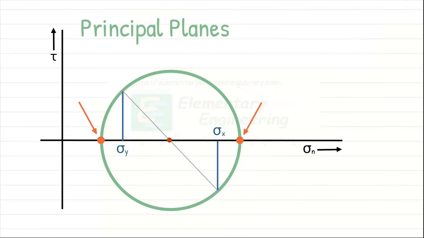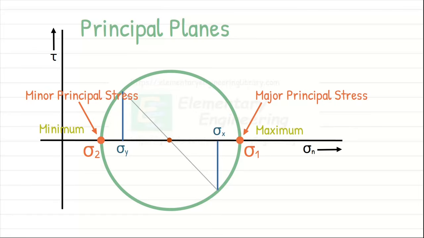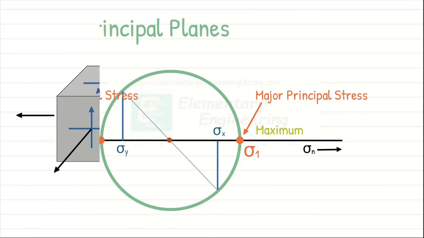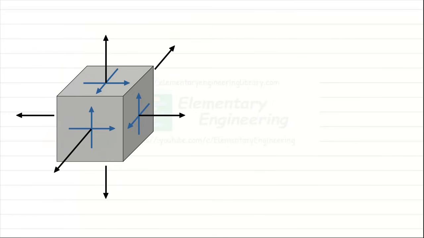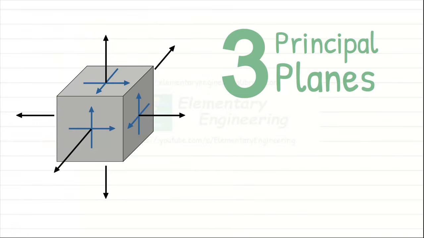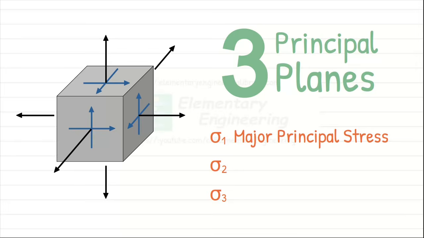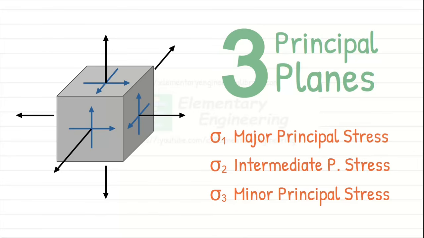Also notice these stresses are the highest and the lowest normal stresses the material ever feels. They are denoted as sigma 1 and sigma 2 and are called major and minor principal stresses respectively. In fact, in a real three-dimensional element, there are 3 such principal planes, mutually perpendicular to each other, on which the shear stress is 0. The normal stresses on those planes are denoted as sigma 1, sigma 2 and sigma 3 and are called major, intermediate and minor principal stresses respectively.